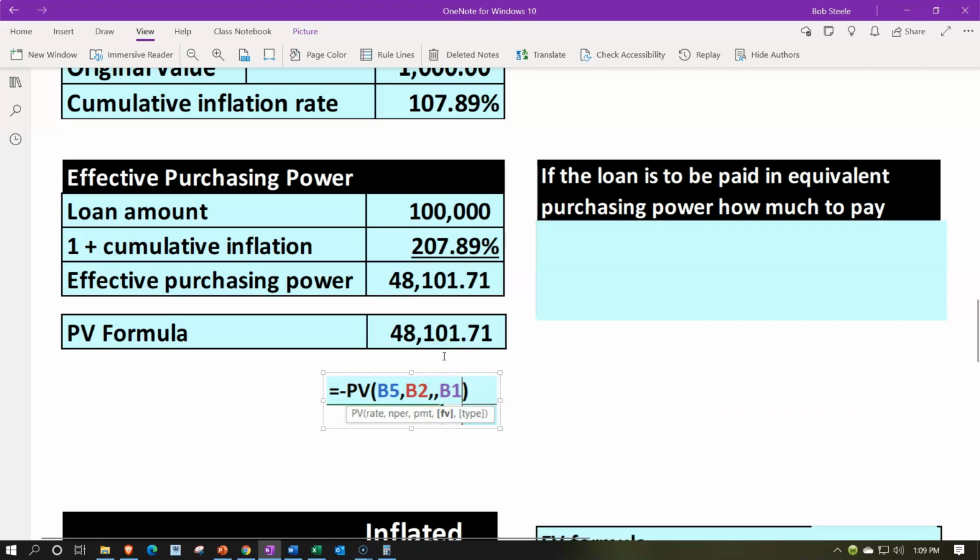So again, it's a similar use of the formula, but when we pull that back to the current day, we're not including our value with regards to our return. We're just looking at the inflation to look at the purchasing power of the dollar. So if the loan is to be paid in equivalent purchasing power, how much would you need to pay it?